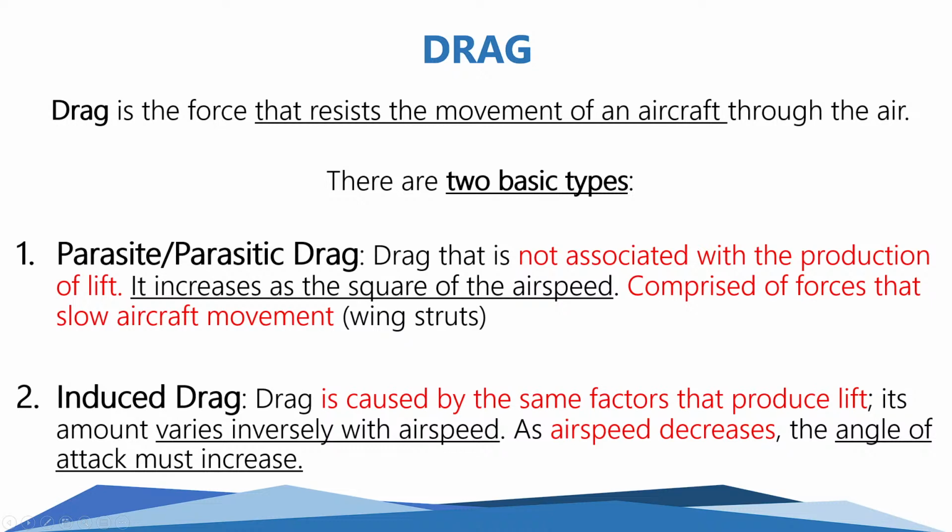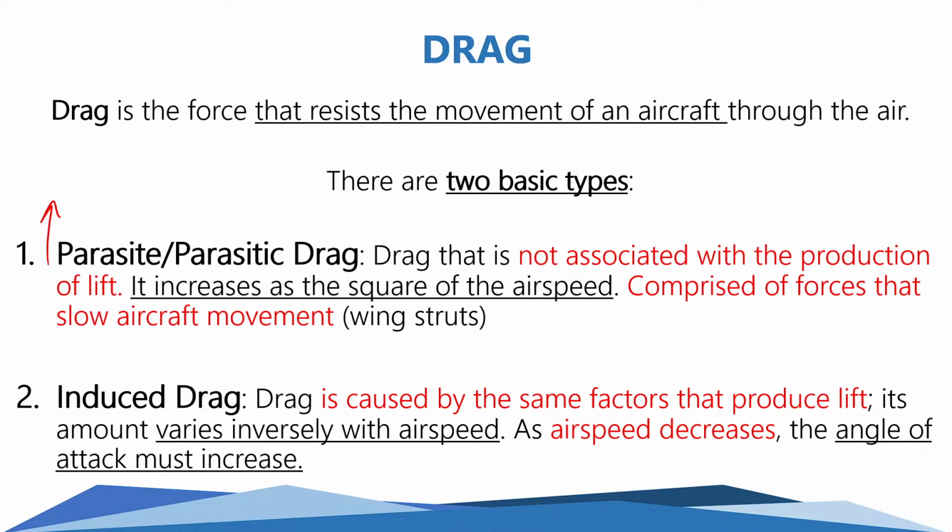There's two basic types of drag. There's parasite or parasitic drag and induced drag. So drag that is not associated with the production of lift is called parasitic drag, and it increases as the square of the airspeed. So basically, as you go faster, parasite drag will start to increase. And this is comprised of forces that slow the aircraft movement. So these are things like form drag, like anything sticking out from the airplane. There's also interference drag and skin friction drag. That's all part of number one.